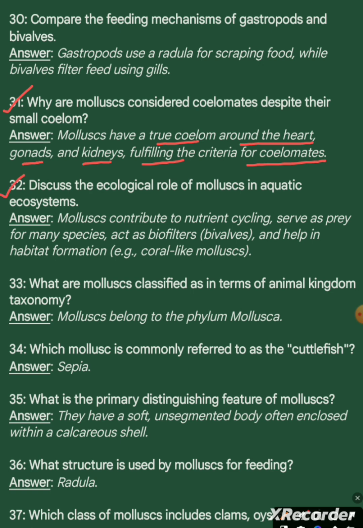Question 32. Discuss the ecological role of mollusks in aquatic ecosystems. Answer. Mollusks contribute to nutrient cycling, serve as prey for many species, act as biofilters, as in bivalves, and help in habitat formation, for example coral-like mollusks.